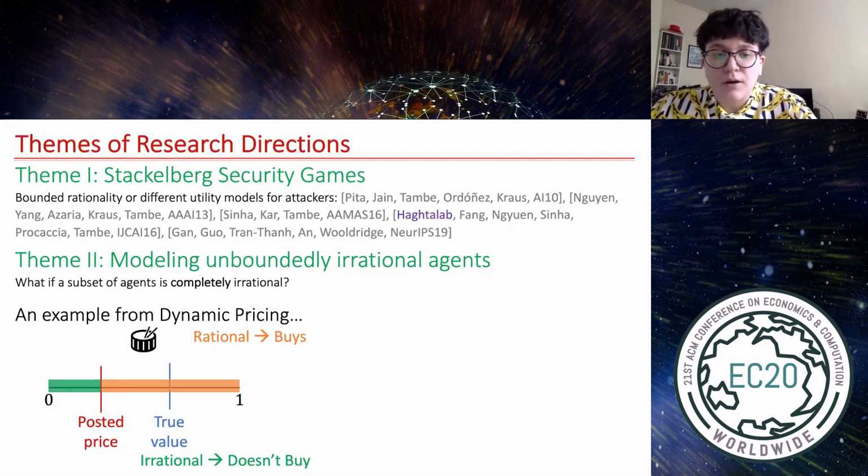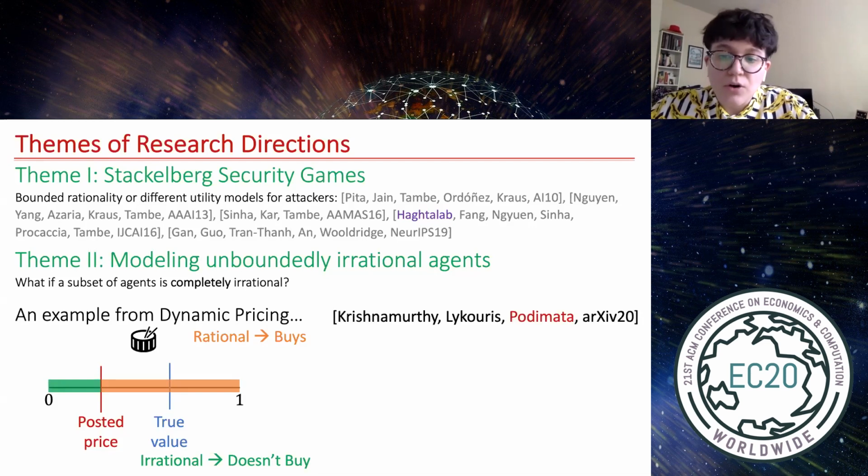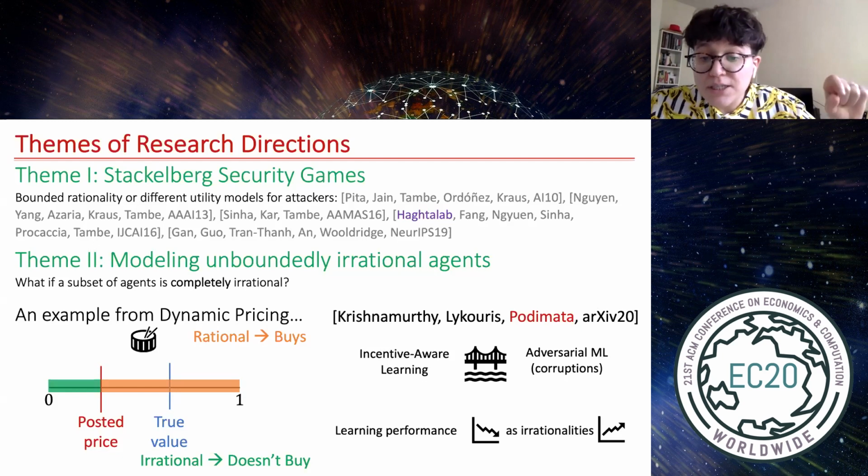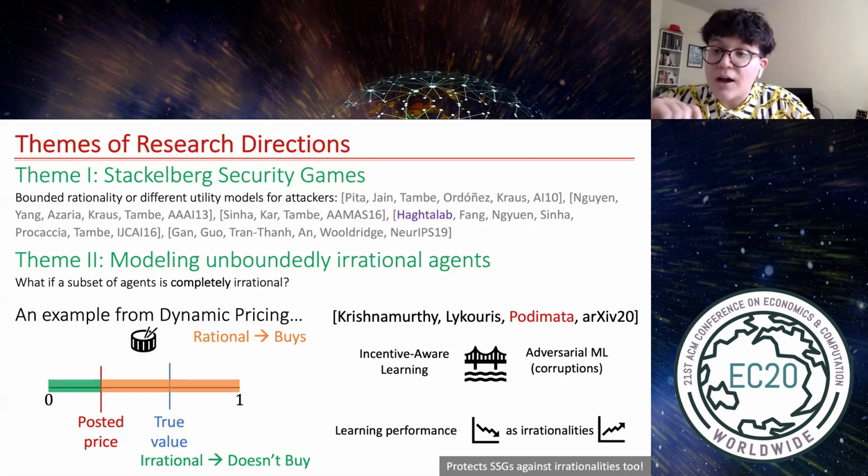which might result in huge revenue losses that are very important in OR-related settings. So in this paper with Akshay and Thodoris, we showed that there can be a bridge between incentive-aware learning and fully adversarial machine learning settings through the model of corruptions. And this means that the learning performance of your algorithms by using this bridge goes down as the irrationalities increase. And interestingly, this model can protect Stackelberg security games against irrationalities too.